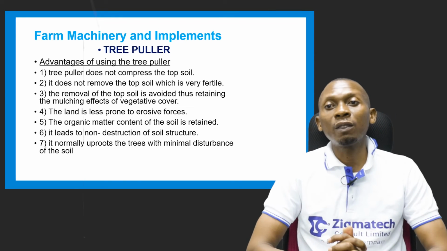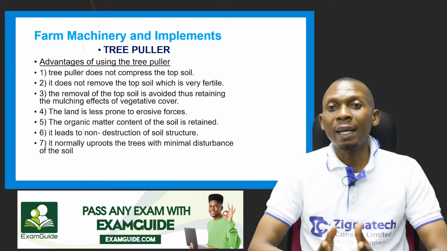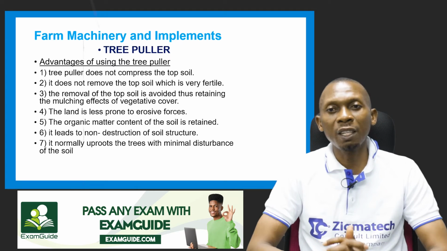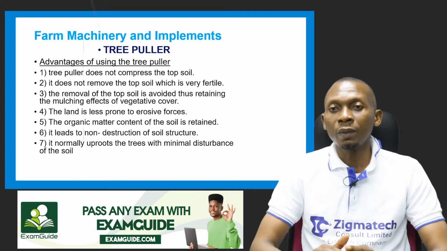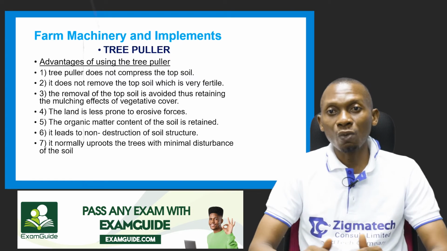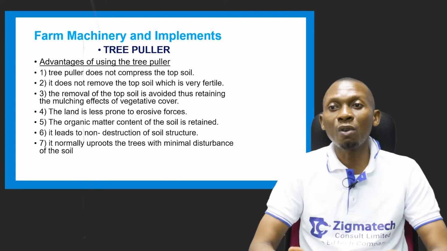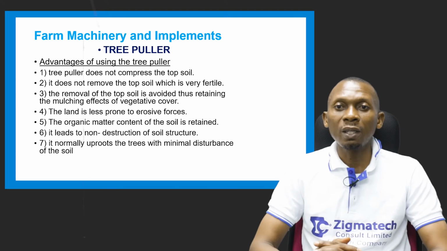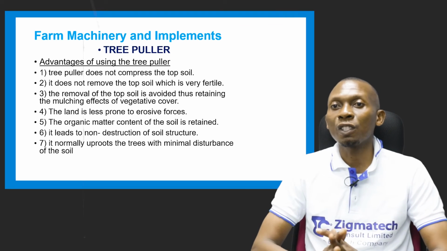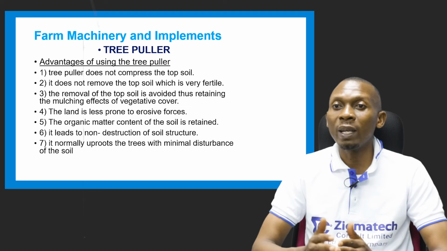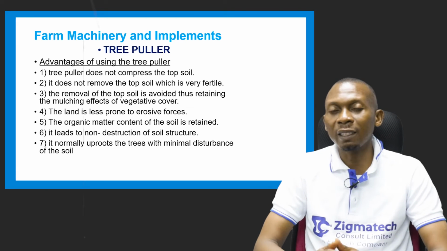And so the removal of the topsoil is avoided, and this helps to retain the mulching effect of the vegetative cover. The mulching effect has to do with vegetative cover, that is, plants that are grown, cover crops that help to conserve moisture in the soil. So the tree puller helps to retain the mulching effects, because the vegetation is not affected when the topsoil is not affected.